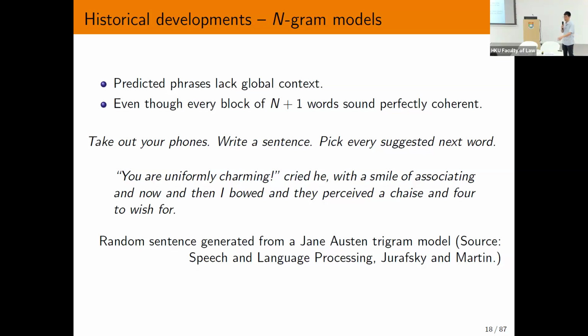If you want, you can do a fun exercise with your phone. Most of us, when we type text, get some completion suggestions. You can try predicting the next word, just keep pressing the next word, and see if you get something coherent. Here's a fun nonsensical example from a textbook. You can read it if you want.